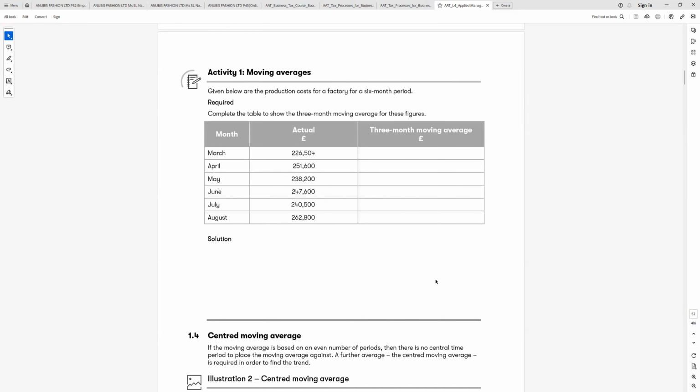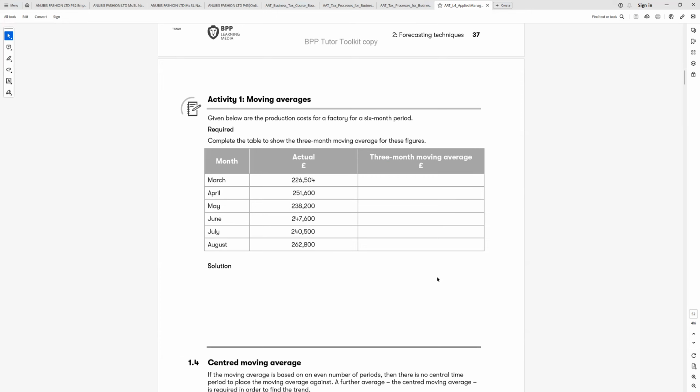All right, let's do one question here. We have one activity. It's quite simple. It says, given below are the production costs for a factory for a 6-month period. Complete the table to show the 3-month moving average for this period. So we want 3 months, then 3, then 3, then 3.